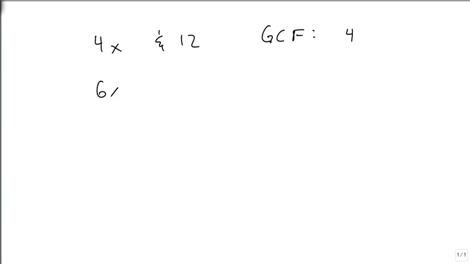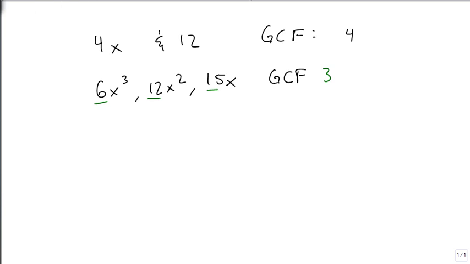What about 6x cubed, 12x squared, and 15x? If we're looking for the GCF for everything, we start with our numbers. The largest number that goes into 6, 12, and 15 is 3. Because 2 works for the 6 and the 12, but it doesn't work for the 15, and the 5 only works for the 15, not for the 6 or the 12. So now we have our number.